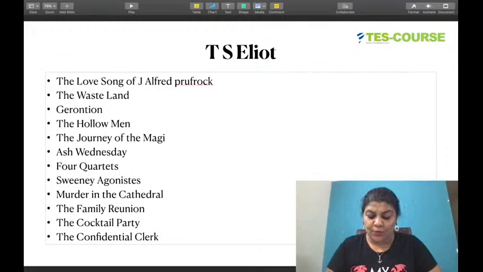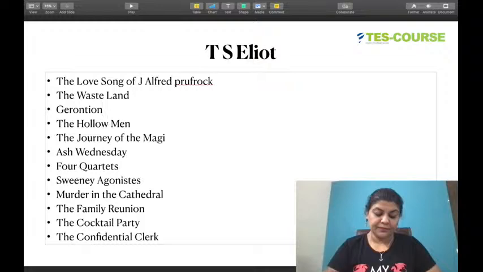The Waste Land has 5 parts. Where was The Waste Land first published? It was first published in the Criterion. The Waste Land was first published in the Criterion. Then, The Hollow Men is a nice poem. If possible, you should read it. Gerontion is spoken by an old man. Gerontion is spoken by an old man to a young boy.